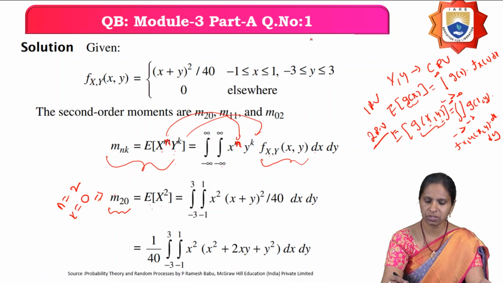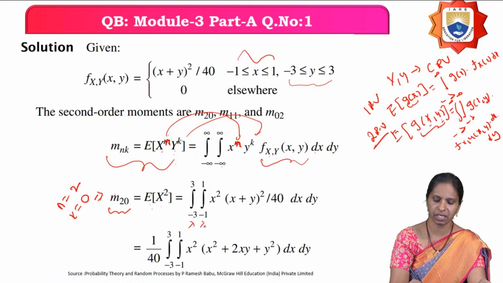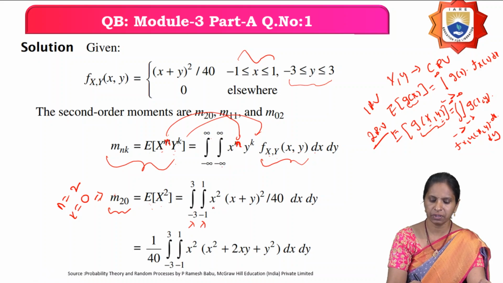the integration. What are the limits of y here? Minus 3 to 3. What are the limits of x here? Minus 1 to 1. So write down the limits of x and y. And after that, the expectation of any function means you have to write down the function, here k equals 0 and n equals 2, so x square into y power 0, nothing but x square, into f x y of x comma y in these limits. What is the density function here? X plus y whole square by 40, into dx into dy.